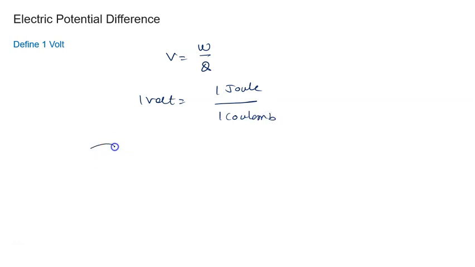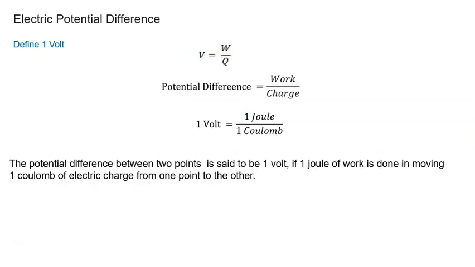So, in an electric field, if a charge of 1 coulomb is moved from one point to another point such that the amount of work done is 1 joule, then the potential difference between these 2 points is said to be 1 volt. So, the potential difference between 2 points is said to be 1 volt if 1 joule of work is done in moving 1 coulomb of electric charge from one point to other point in the electric field. Why is potential difference required?